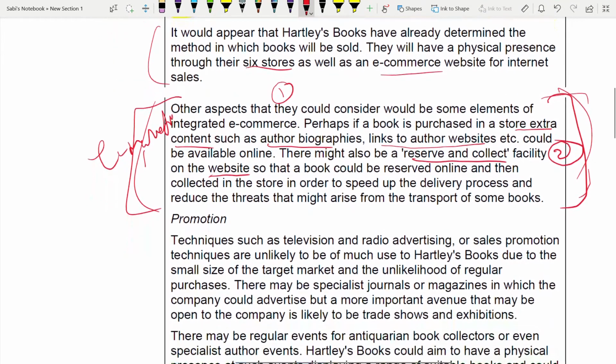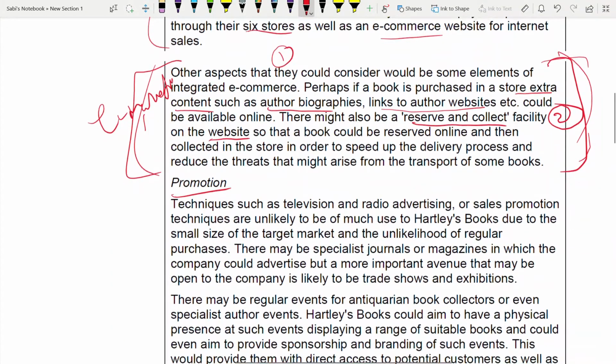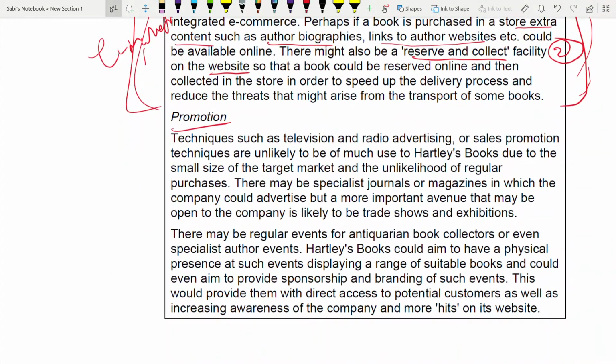Third is promotion. Okay. See, promotion. Tell promotion which will not work for this, and then we'll talk about promotion which will work for this. Like television, radio advertising, sales promotion. Will it work for this? No. Unlikely to work for this.